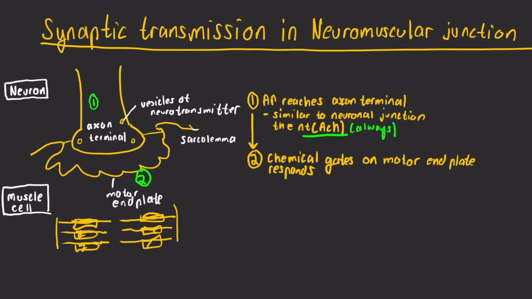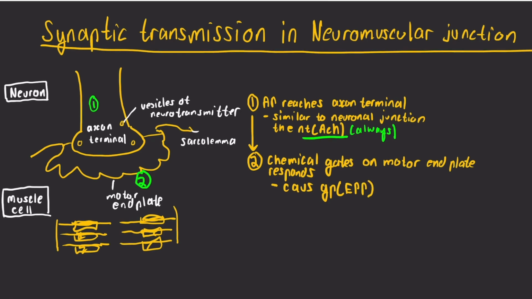So these chemical gates on the motor end plate over here will basically cause a graded potential, which here on this neuromuscular junction is referred to as the end plate potential. Now, you could think of the end plate potential as being like our postsynaptic potential at the postsynaptic neuron, but instead it is on the muscle.